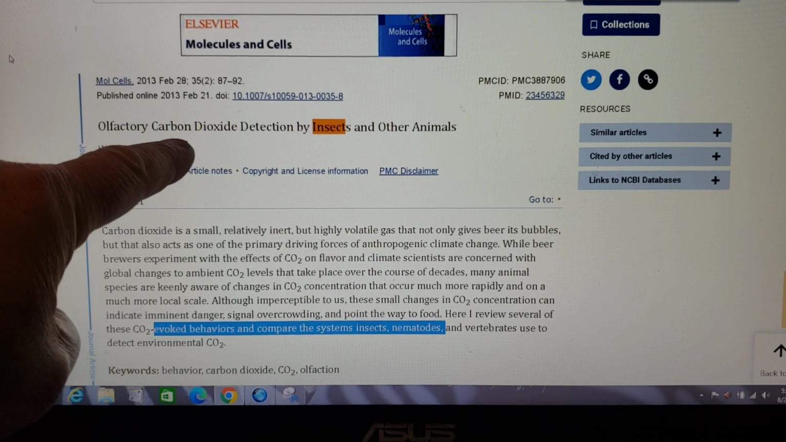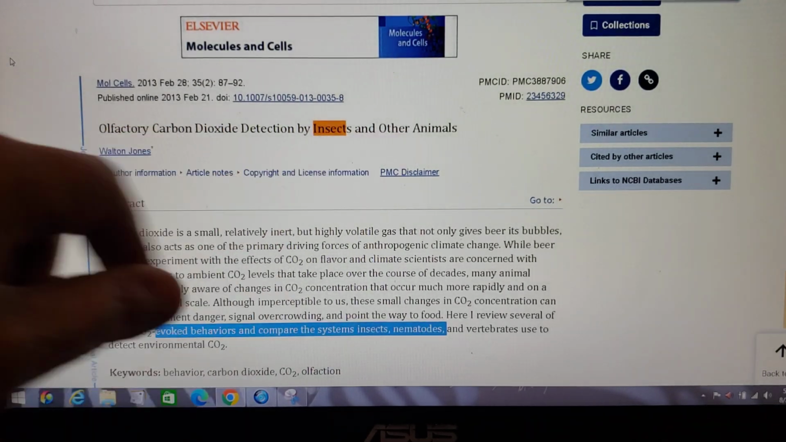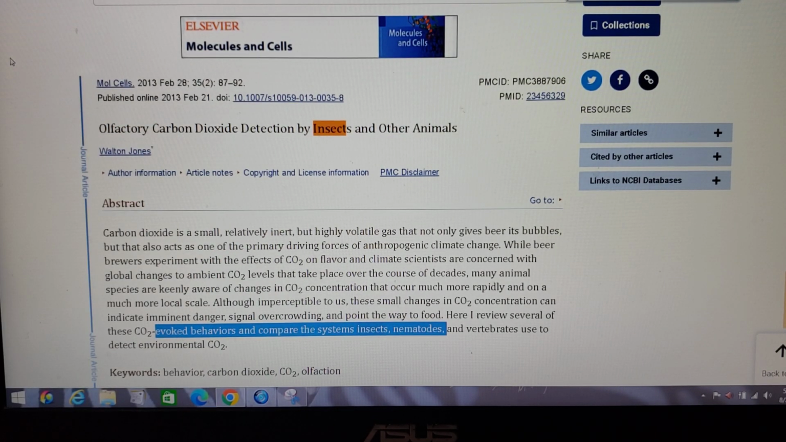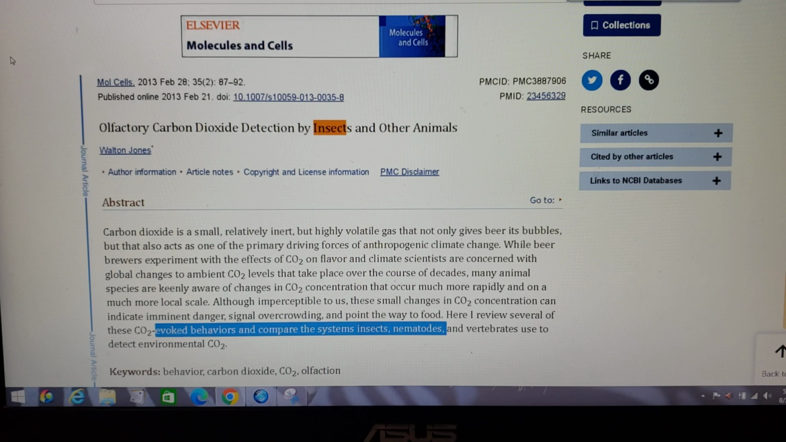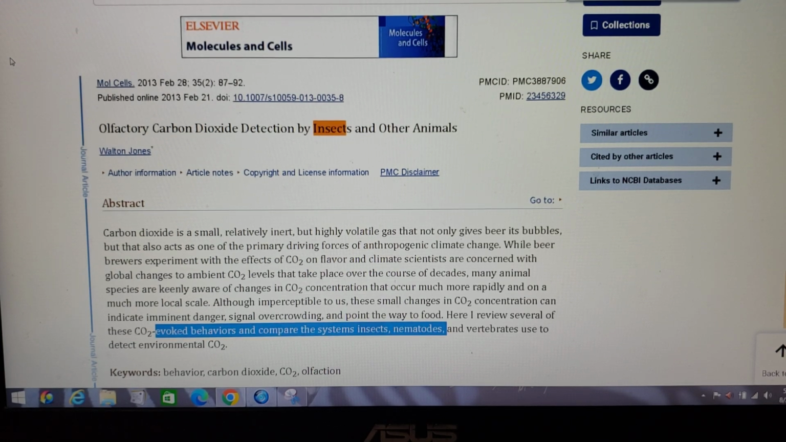It's called Olfactory Carbon Dioxide Detection by Insects and Other Mammals. So mammals have all types of CO2 responses. This is just kind of like a companion study if you want to learn some more about what goes on in your body when you're getting more and more CO2 in your environment. And at the end of the day, it just means more stress.